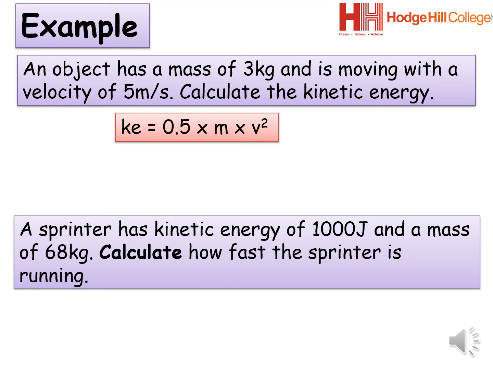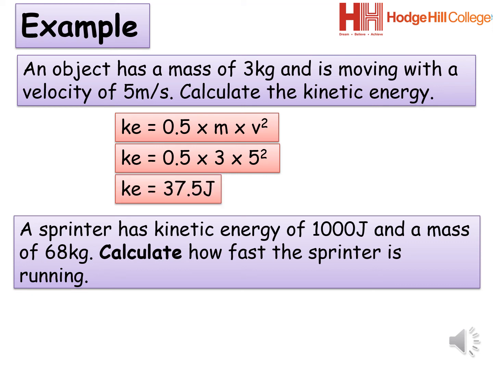Second line underneath now is where we put the numbers from the question. So KE equals 0.5 multiplied by 3, which is our mass, multiplied by 5 squared. Our velocity is given to us in the question as 5, so we need to square that. So essentially we are doing 5 times 5 multiplied by 3 multiplied by 0.5. And on our third line we then write the answer, which is 37.5, and not forgetting our units, which, because it's energy, is capital J for joules.